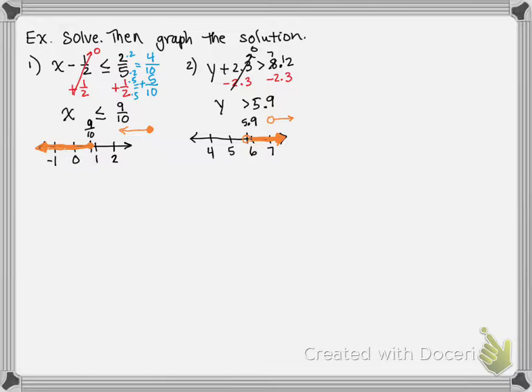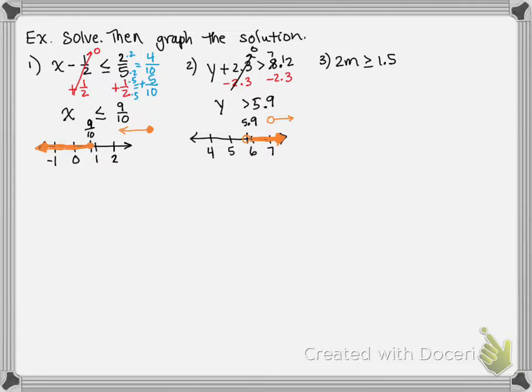Okay, number 3. Let's see, we have 2m is greater than or equal to 1.5. So a whole number and a decimal. Okay, so first thing we do is identify what math is going on.